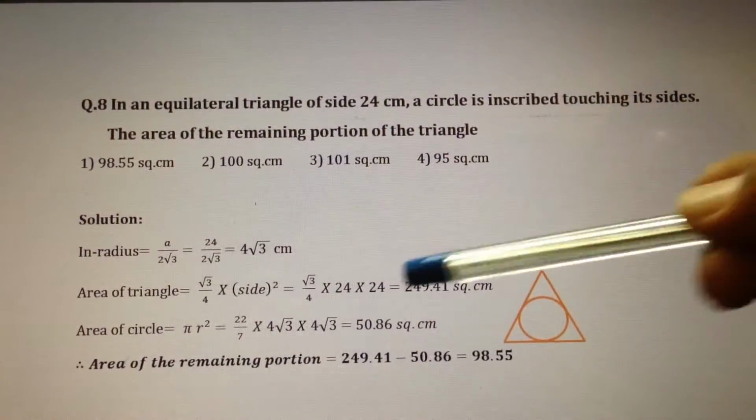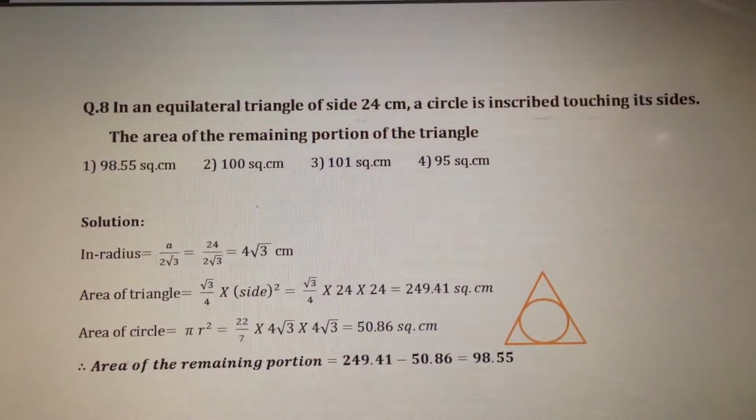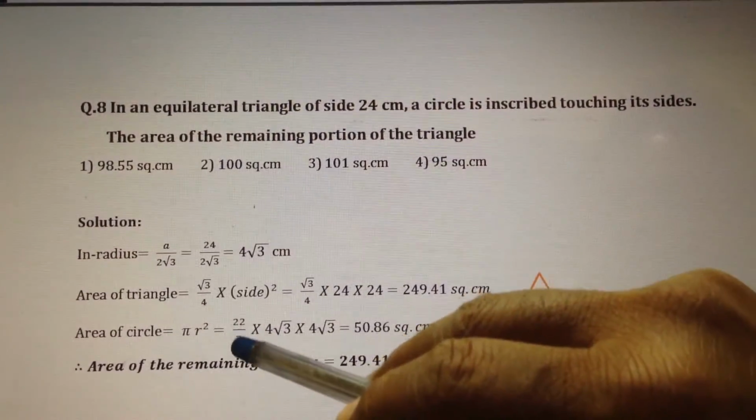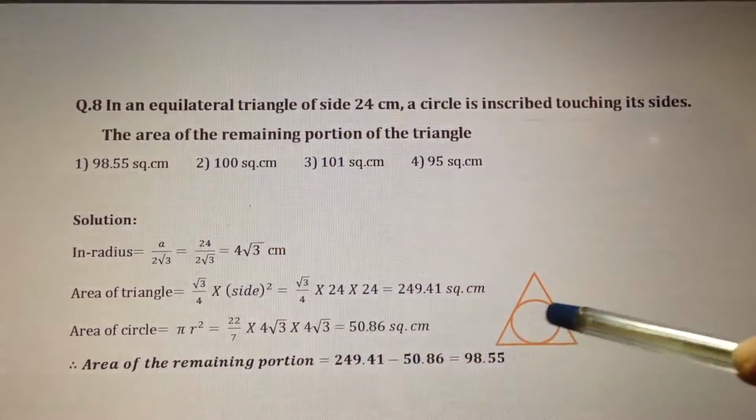Now let us find out the area of the circle. We know the formula to find out the area of the circle, which is pi r square. Pi is 22 by 7 into r is 4 root 3. Inradius is nothing but radius of the circle.